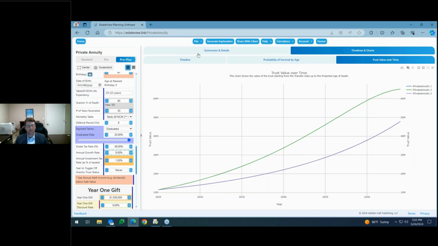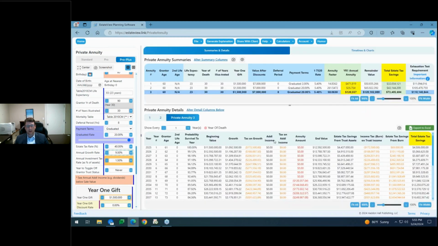So that's the private annuity. Hopefully that kind of tells you how to use the software, gives you a little bit of background about the private annuity, some different things to consider and what you can use the software to show.